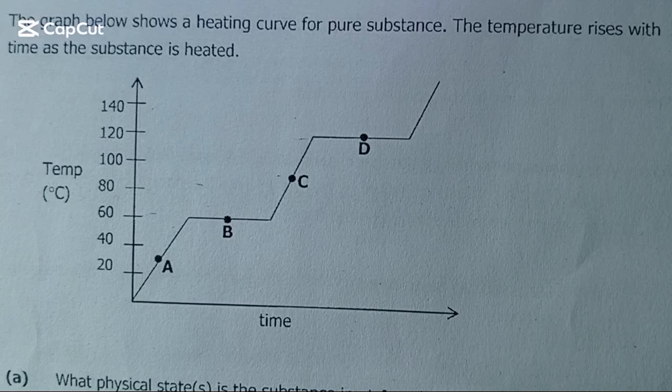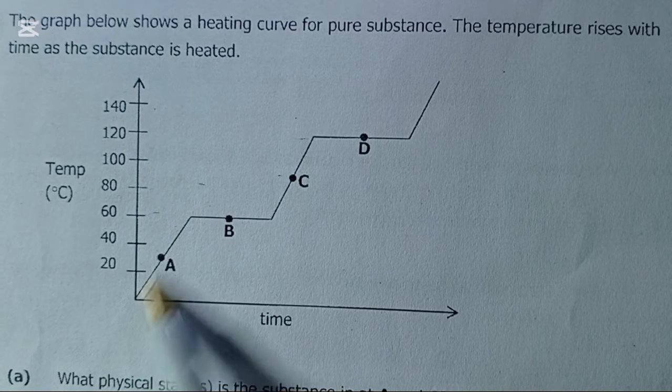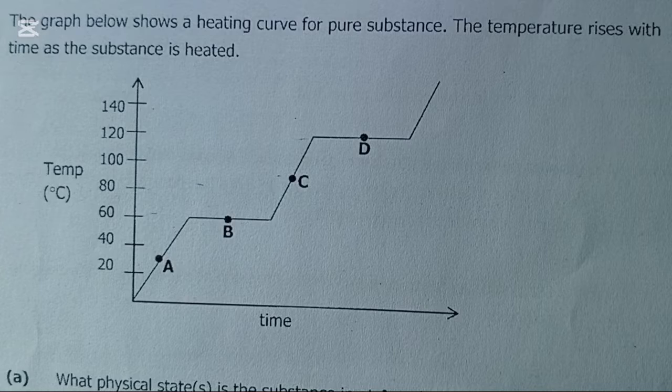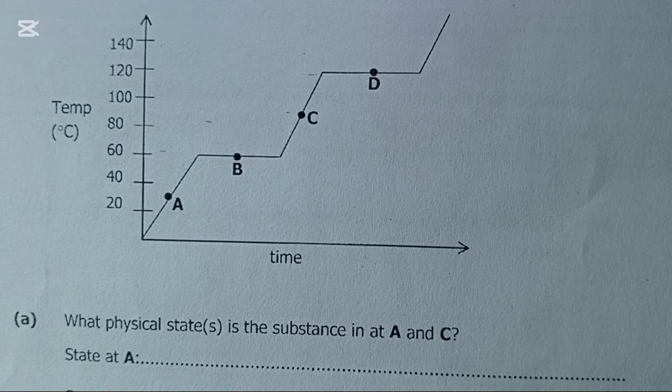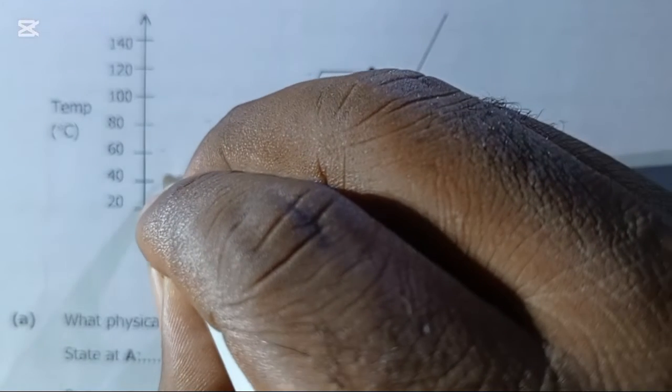Chemistry. Heating curve. The graph below shows the heating curve for a pure substance. The temperature rises with time as the substance is heated. So this is the heating curve of a pure substance. Part A, what physical state or states is the substance in at A and C? So this is a solid. Part A, it is a solid.